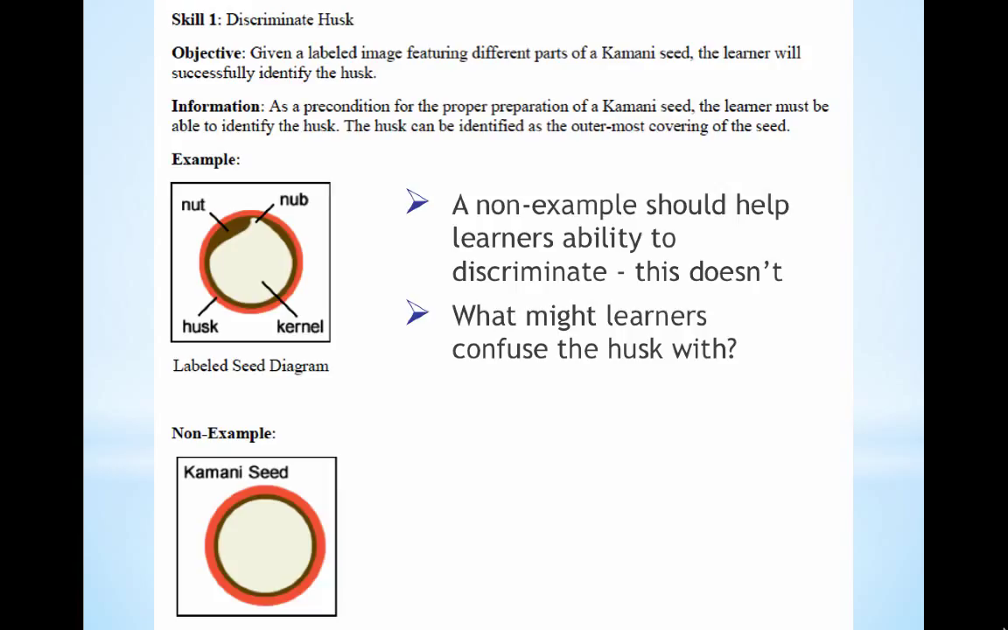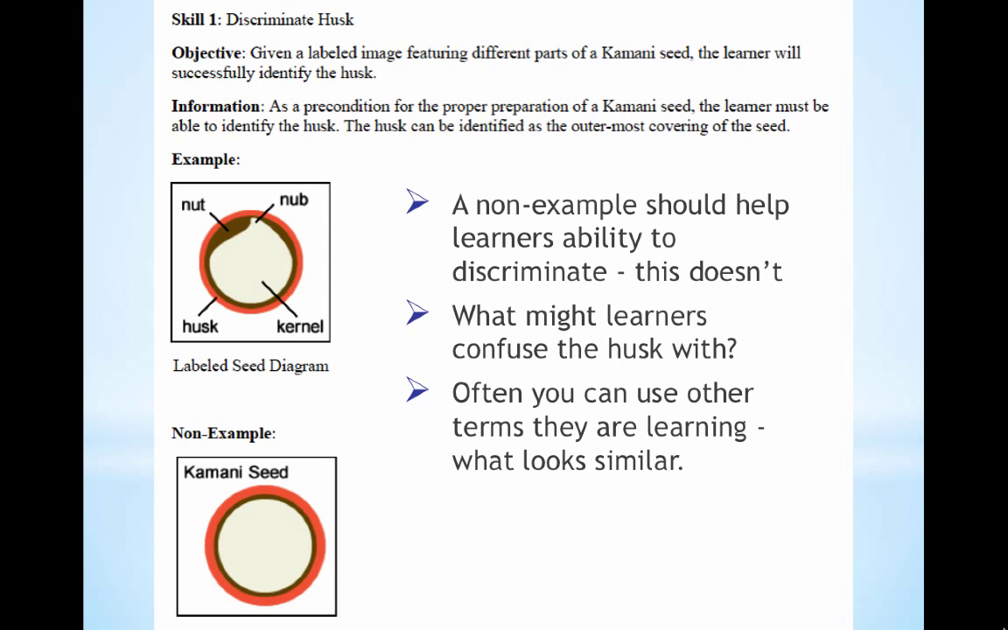Think about what might learners confuse the husk with. Would it be the kernel? Would it be the nut or the nub? What would be confusing? Is it even important to have a non-example here? Often you can use other terms they are learning, or what looks similar. The non-example should be meaningful in some way.